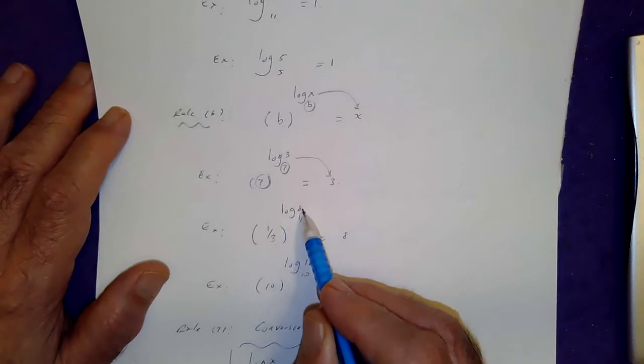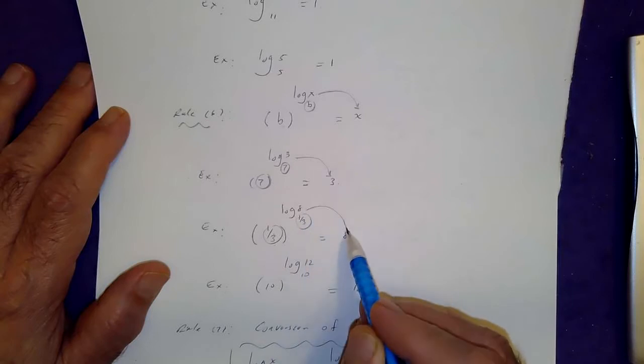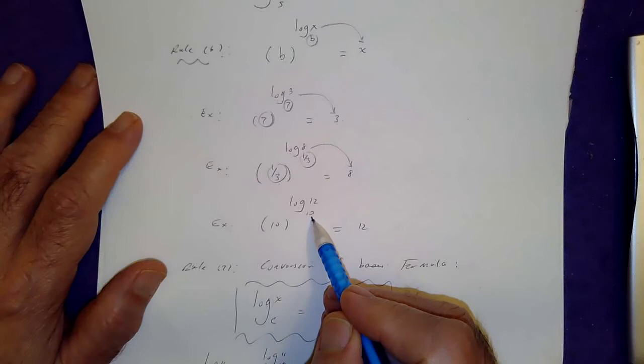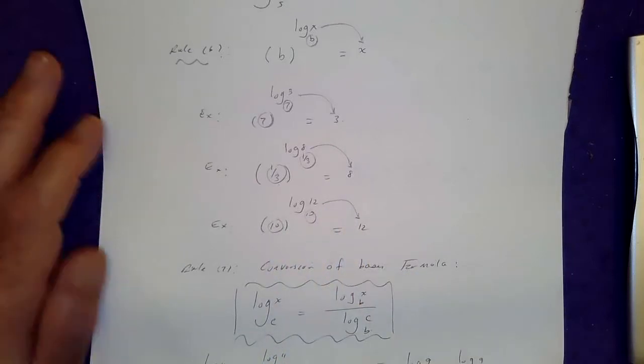1/3 to the power of log of 8 base 1/3. Notice these numbers match, so the answer is 8. 10 to the power of log of 12 base 10. Notice these numbers match, so the answer is 12.